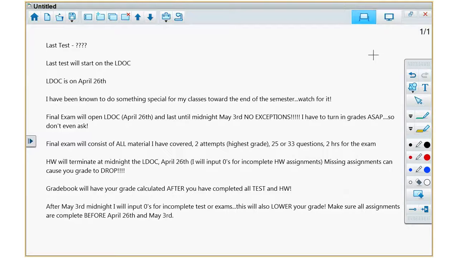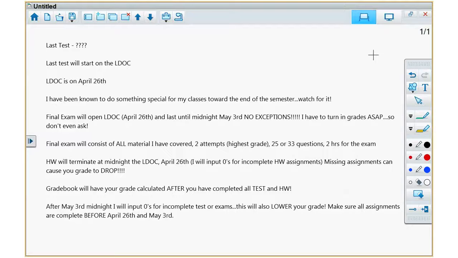But I want you to put down that it will start on the last day of class and last until the final exam. It'll start the same day the final exam starts, and it will end the same day the final exam starts. I have been known to do something special at the end of the semester.